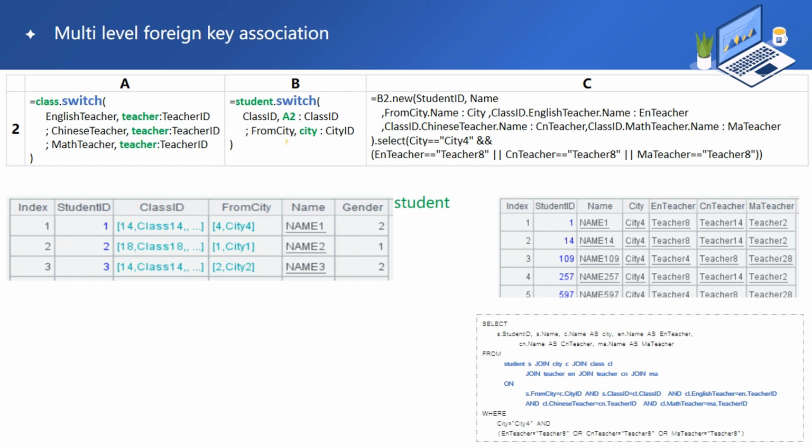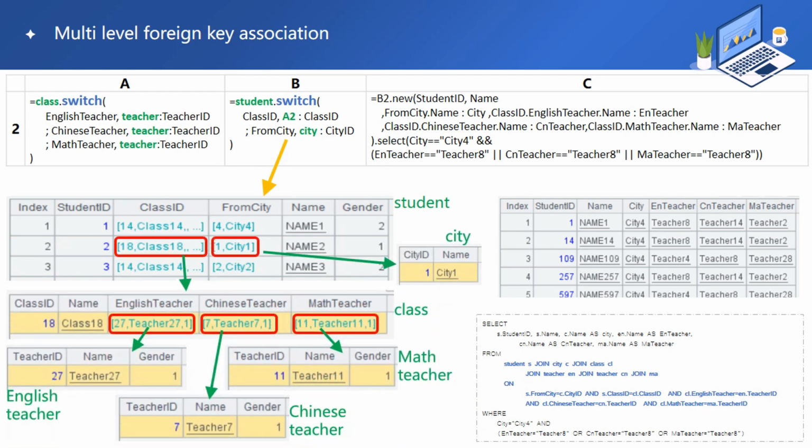In A2, first associate the class table with the 3 subject teachers, and then associate the city table and the class table in B2. The result of B2 association is a more complex multi-level table sequence, which can visually display the association results. Finally, in C2, use the new function to extract the required information from the table sequence at each level, and filter out students from City 4, who are taught by Teacher 8.